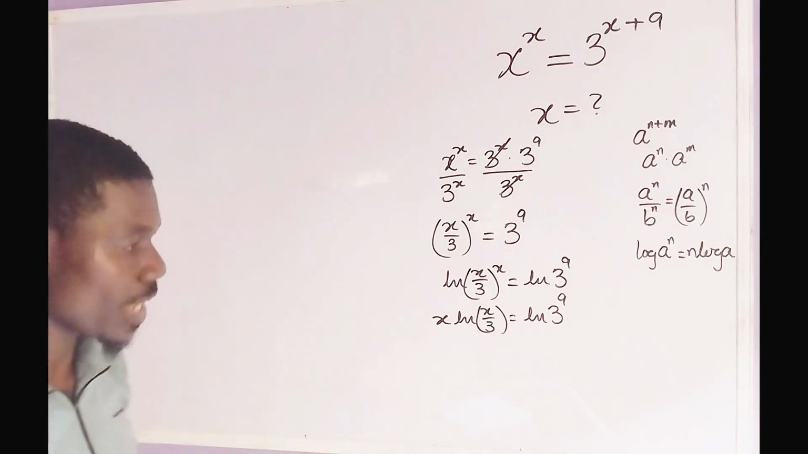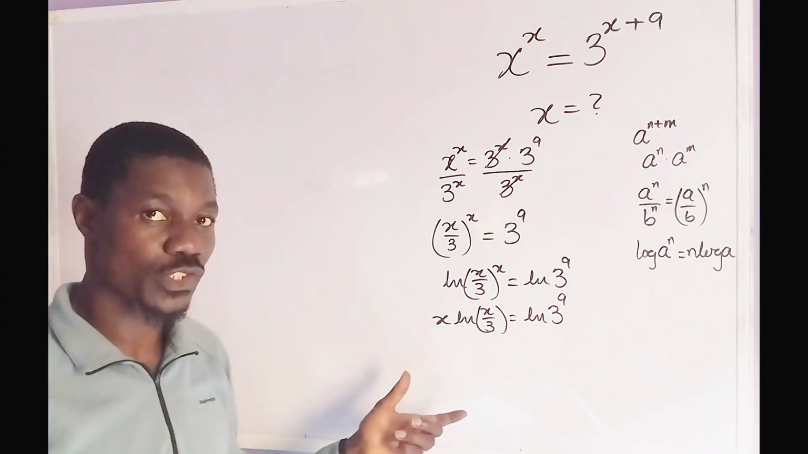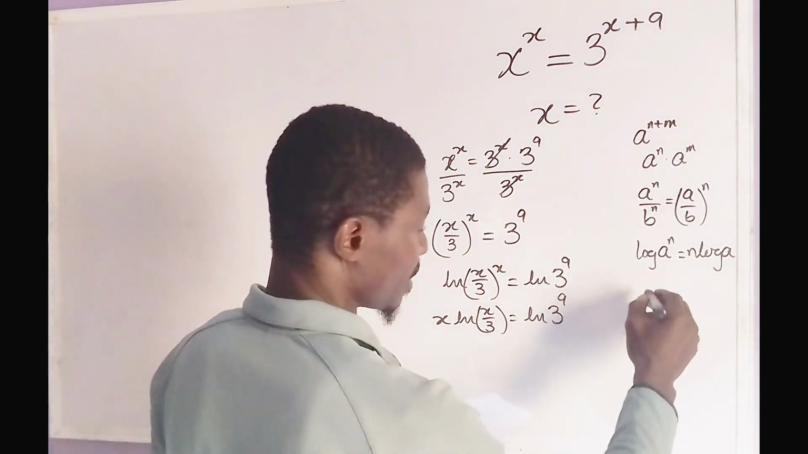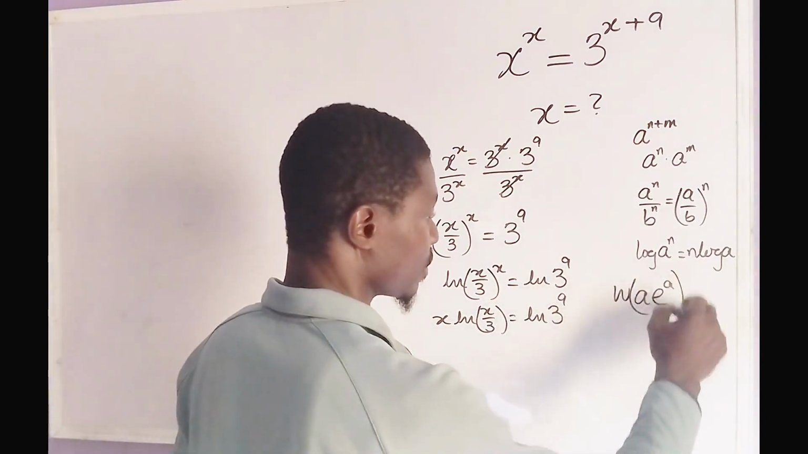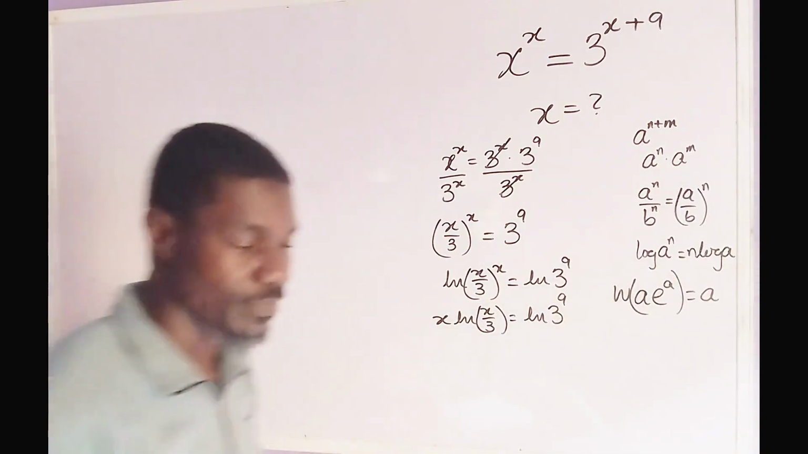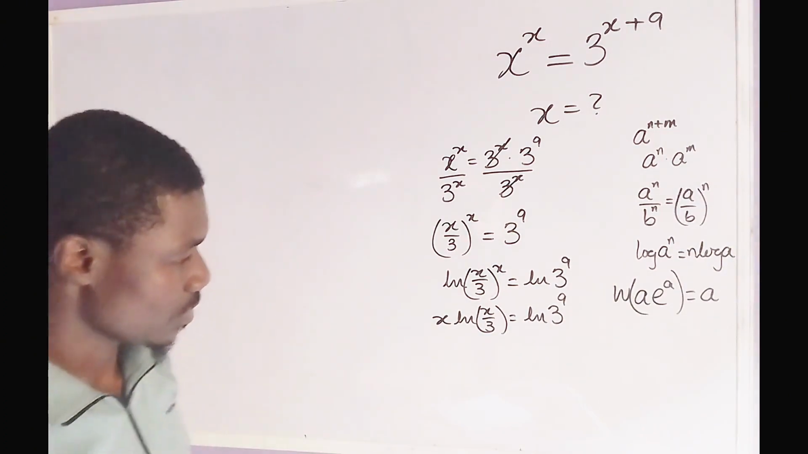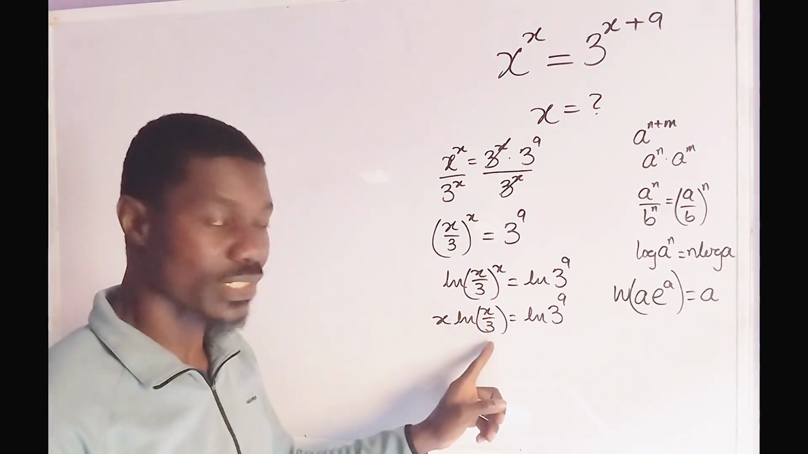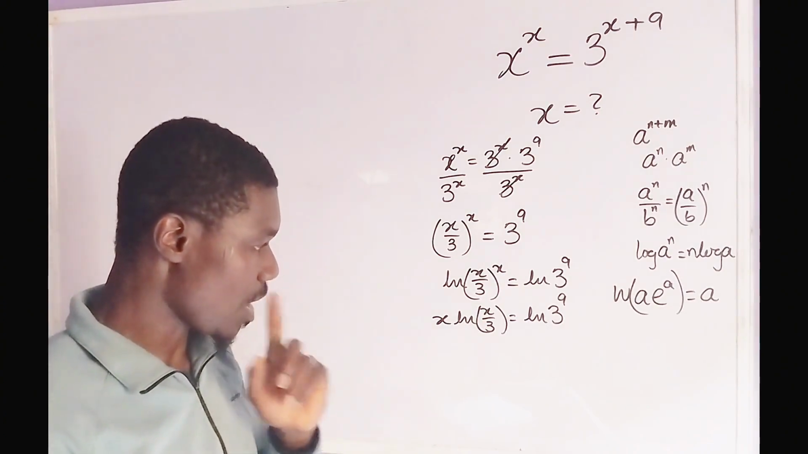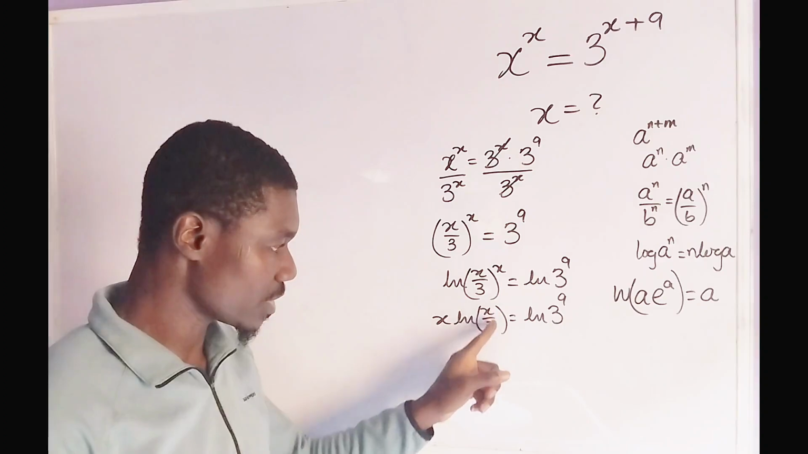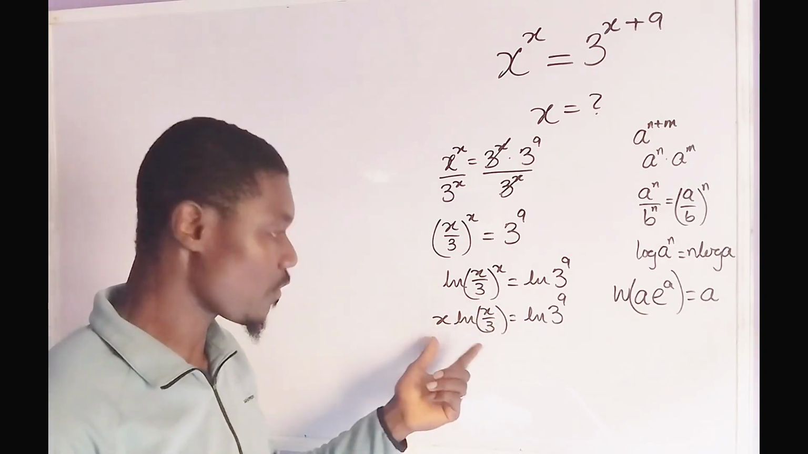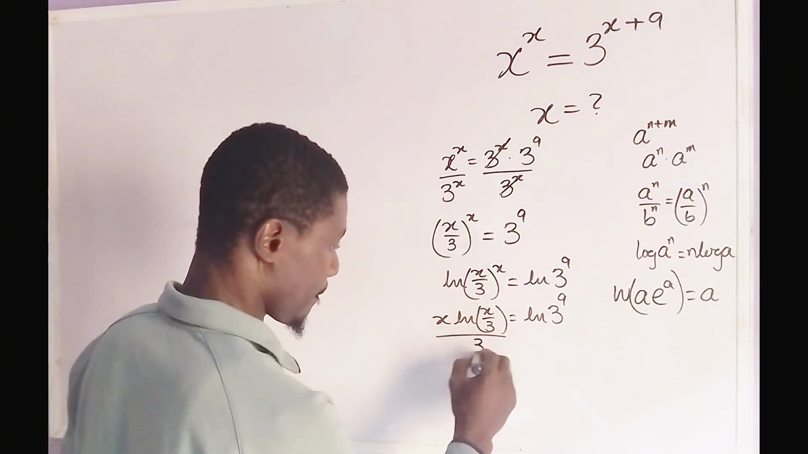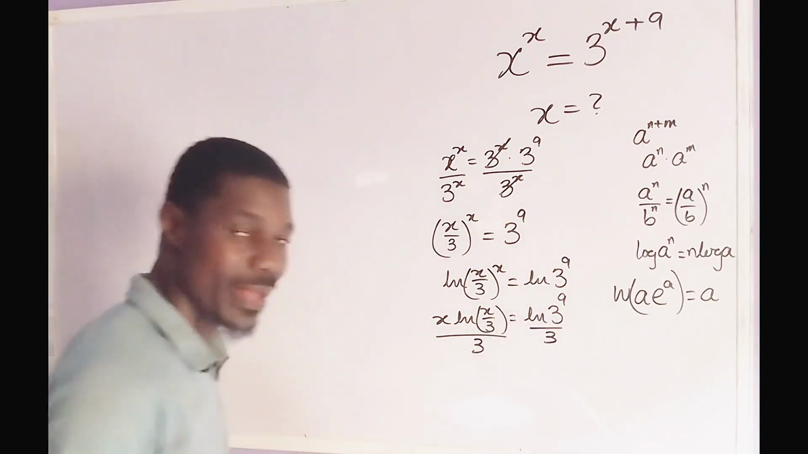Now for us to apply the Lambert W function, we need to have an exponential expression like this, and we apply the Lambert W function. This will give us what? Okay, now we get to see that here we have the ln x all over 3. Now how do we get this term for x here? Now what we need to do is divide both sides by 3.